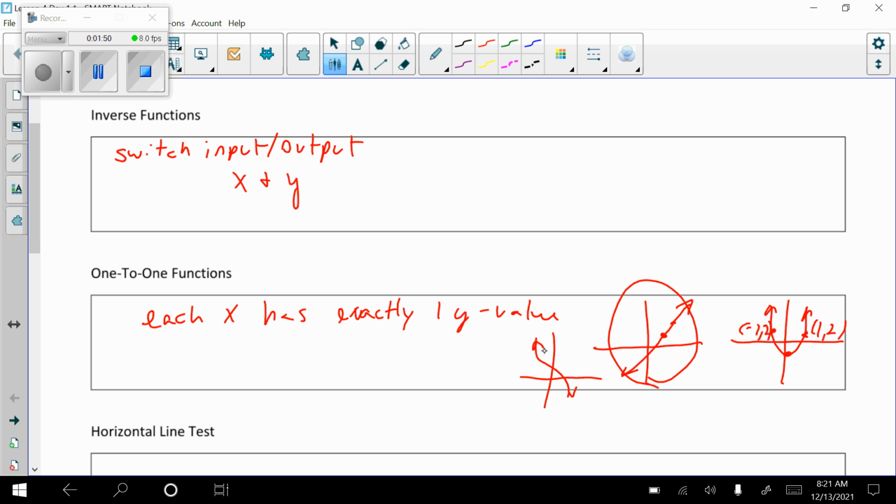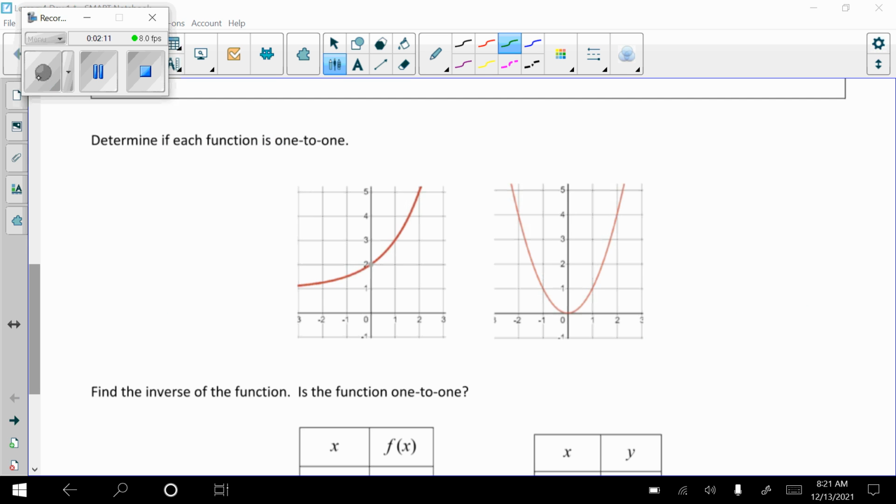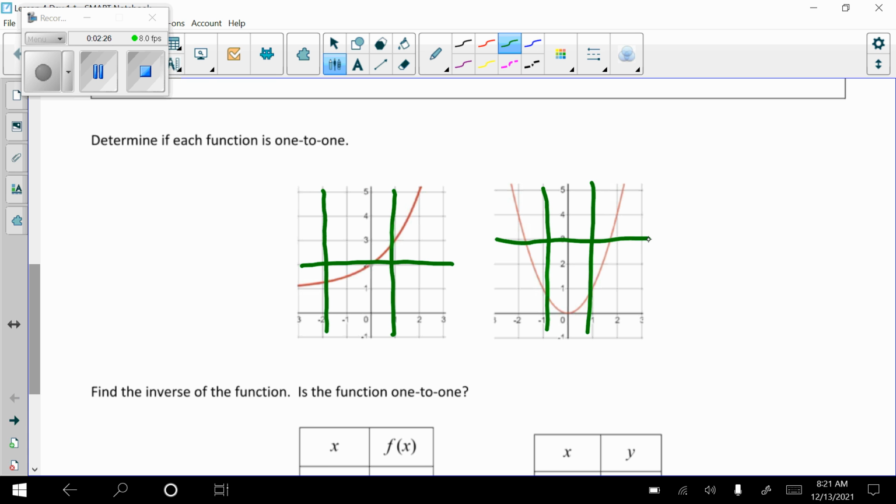Also, one-to-one functions not only pass the vertical line test, but they pass a horizontal line test. So what this means is if I draw a horizontal line, it should only cross at one point, the same concept as a vertical line test. So I know that this function is not one-to-one because it crosses more than once. We've kind of already talked about this. So these are definitely both functions because they pass the vertical line test, but this one is one-to-one while this one isn't because it does not pass the horizontal line test.